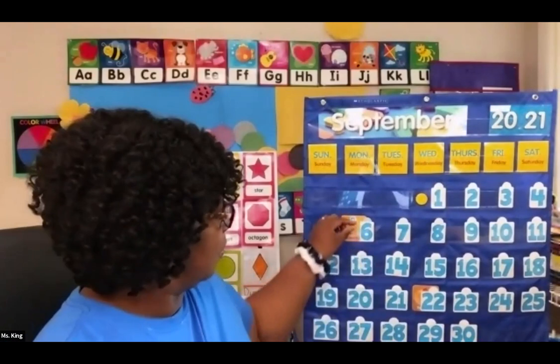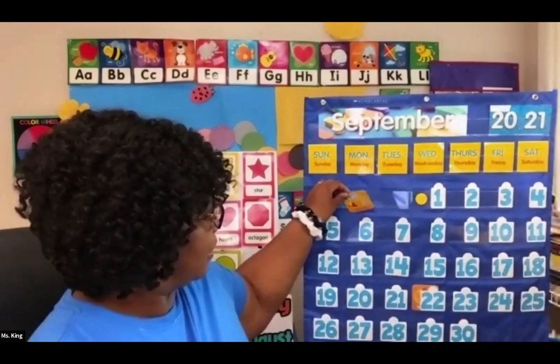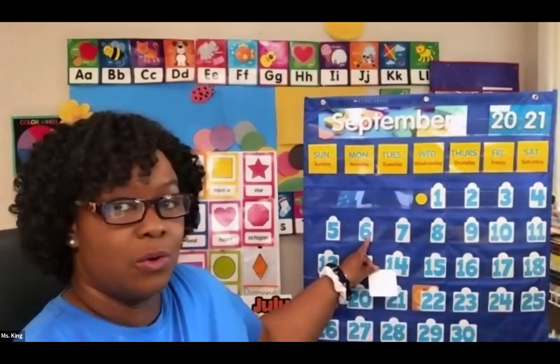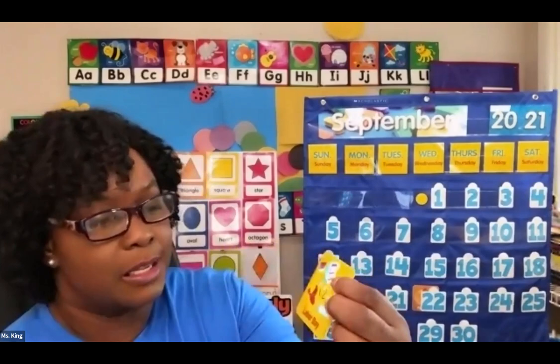On the 6th day of September, it is called a holiday. Holidays are special days in the month where mom and dad don't have to go to work and you don't have to go to school. Everybody has a day off on those special days. Monday is September 6th. On the 6th day, we have a day off. It's called Labor Day.